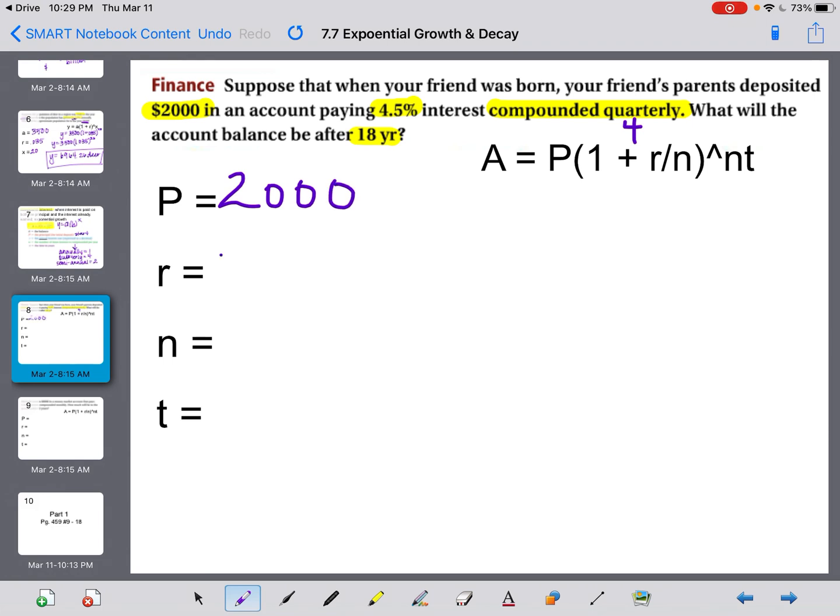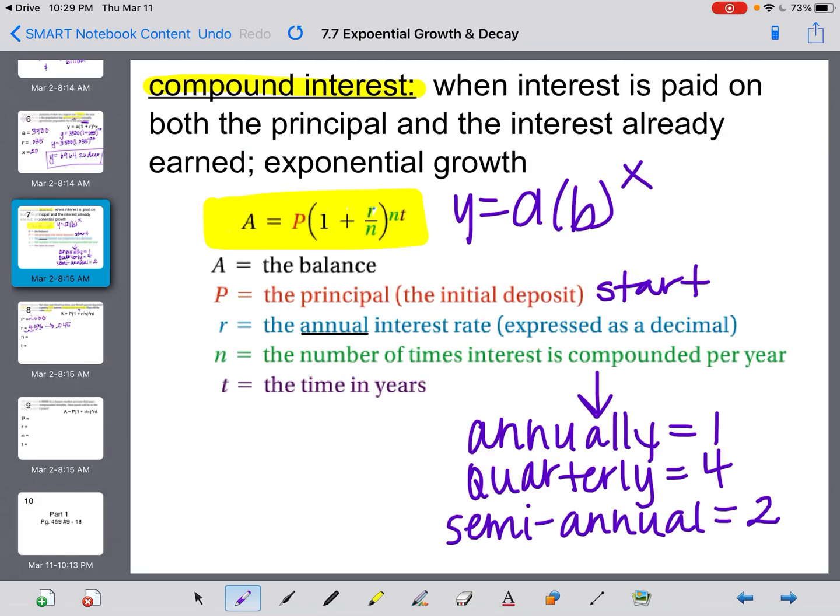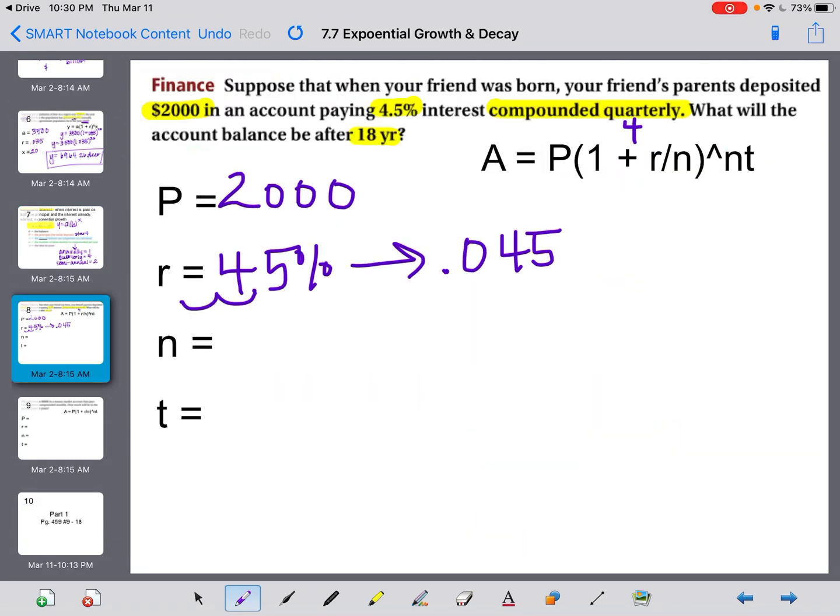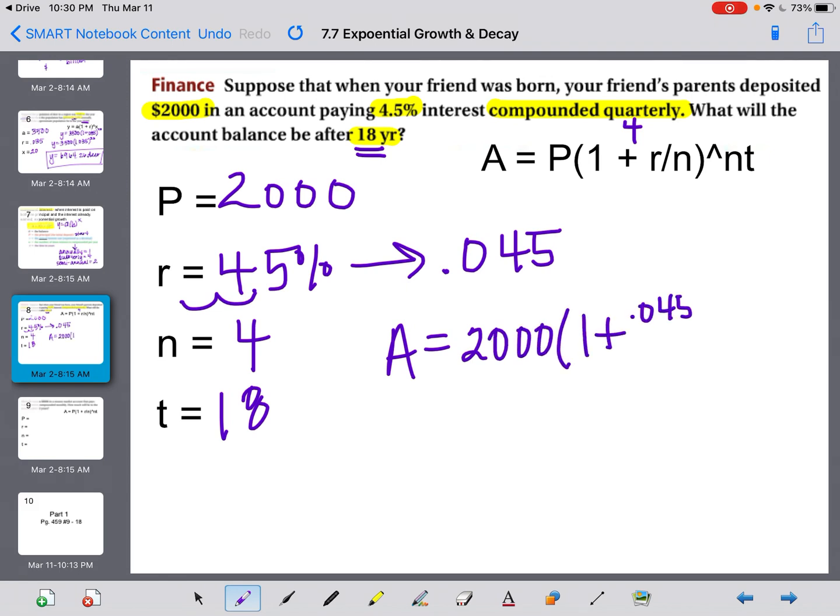The interest rate is 4.5%, but we need to change that to a decimal, so we go 2 places to the left, and we know we're going to put in 0.045. The N, if you recall, is the number of times that they're going to pay per year, and this one is quarterly, so that's 4 times. And then the T is how much time we're talking about, and that says 18 years. Now we can plug it in. A is equal to 2,000 times 1 plus 0.045 over 4, all to the 4 times 18 power.